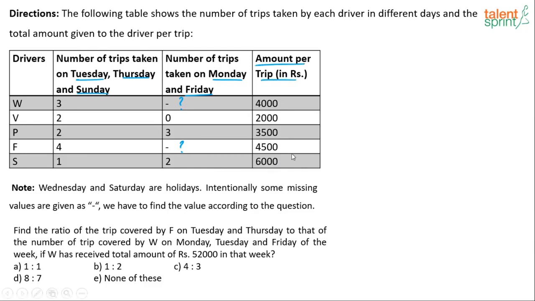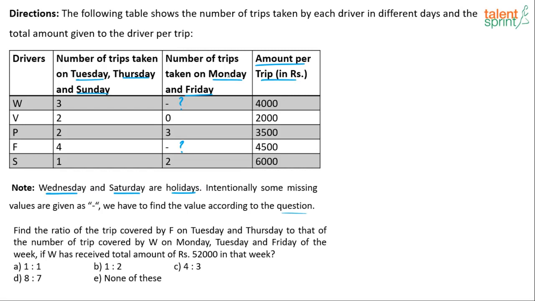So I think that's the data. Some values are missing. Look at the note. Wednesday and Saturdays are holidays. Intentionally, some missing values are given as hyphen. We have to find the value according to the question. Fine, we know that. We have to find the values of this hyphen based on the question here. But keep in mind that Wednesday and Saturdays are holidays.